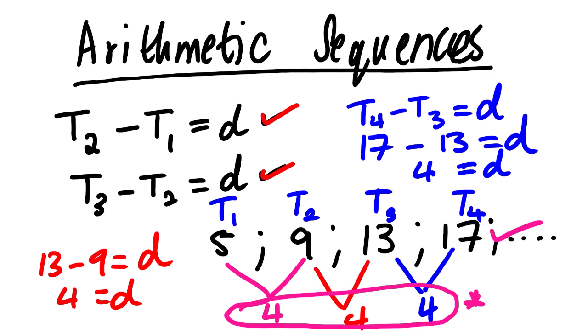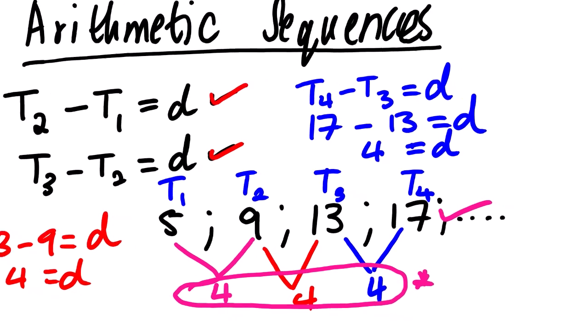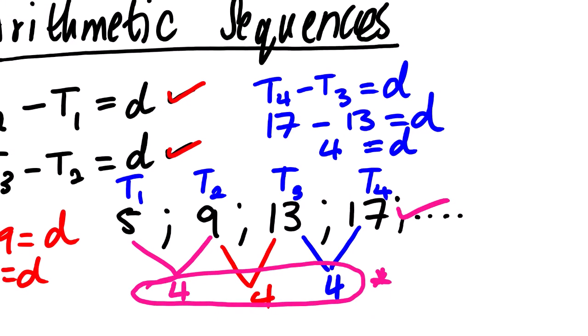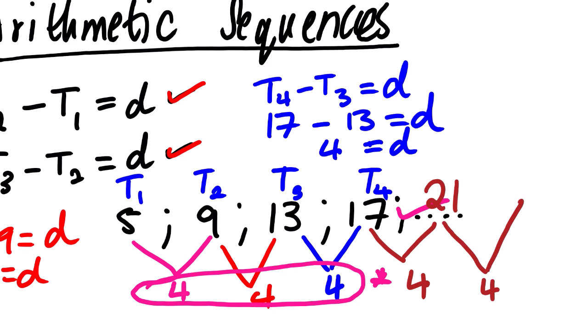Let's say there's a question saying determine the next 2 terms. For the next 2 terms, we simply add 4 to 17. 17 plus 4 gives us 21. Then 21 plus 4 again gives us 25. So the next 2 terms are 21 and 25. I hope you can see this.